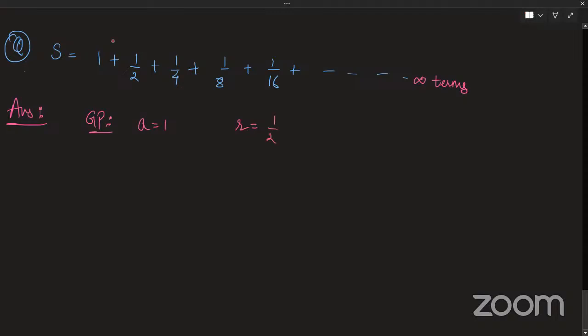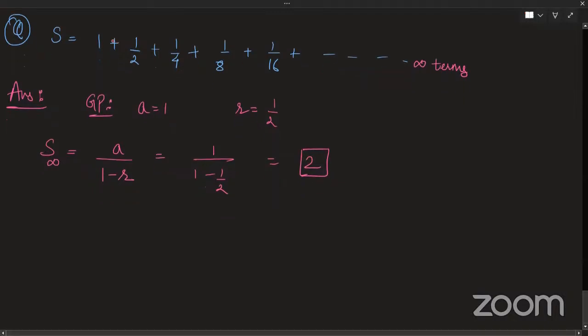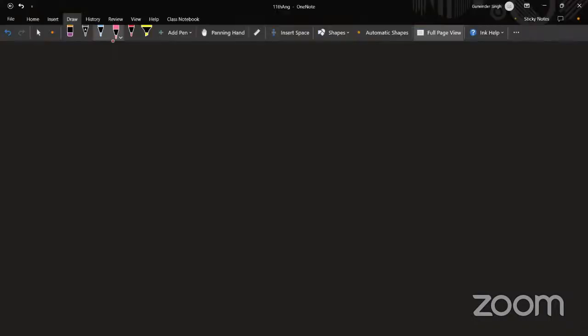So what is the sum of infinite GP? A by 1 minus r. So it is 1 by 1 minus half, which is 1 by half. It is 2. The answer is 2, right? Yes, sir. Okay, great.